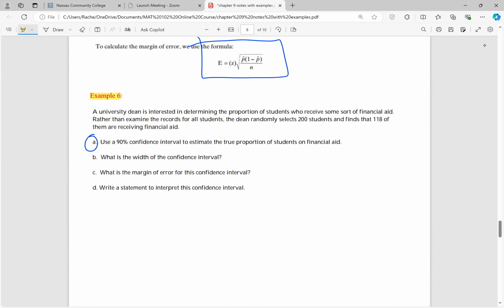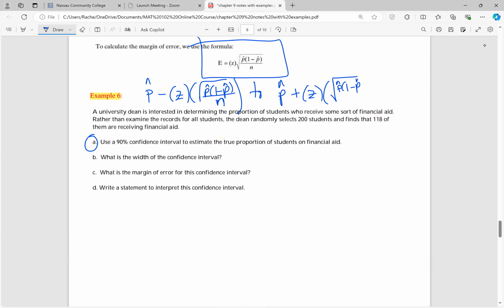So I'm going to write down the formula here so we have it in front of us. We're going to take p hat, my point estimate, minus the z-score times the square root of p hat times 1 minus p hat over n, to p hat, now plus that margin of error. So times the z-score times the standard error, the square root of p hat times 1 minus p hat over n.